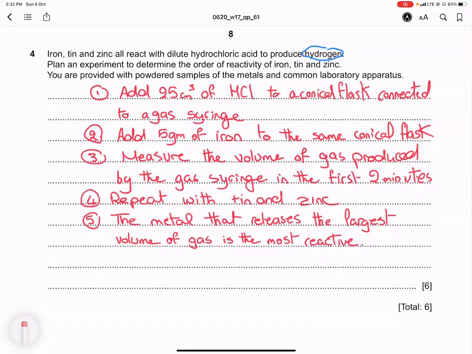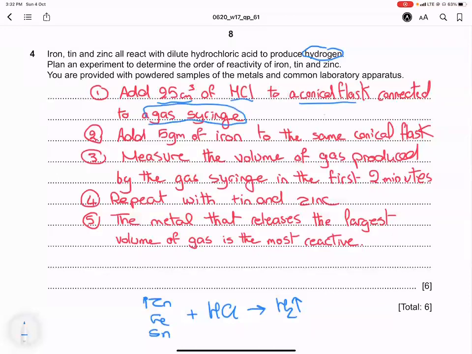You're provided with a few samples of the metals and common laboratory apparatus. Okay, I have zinc, I have iron, I have tin, and they all react with hydrochloric acid to produce hydrogen. Of course, the more reactive will produce hydrogen at a faster rate, okay? So we start by adding 25 centimeter cube or whatever, you must say just a known volume of HCl to a conical flask connected to a gas syringe. You must mention the gas syringe because that's the way you will collect the volume of the gas.